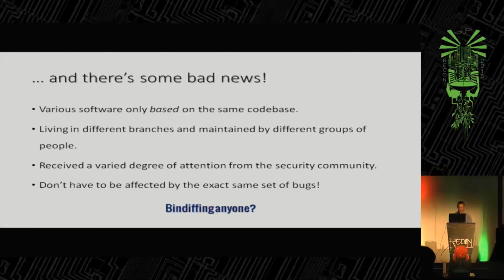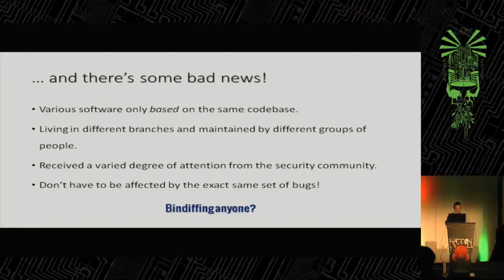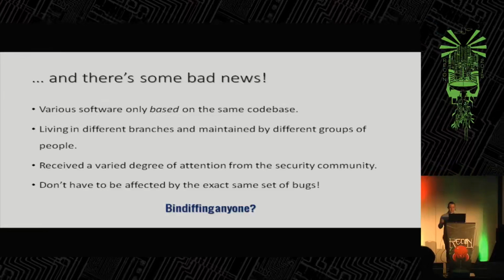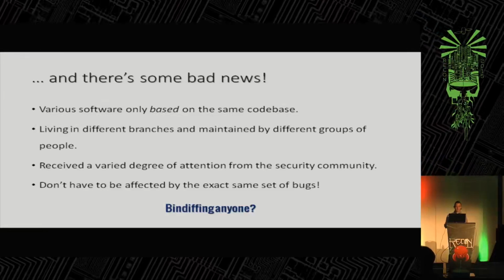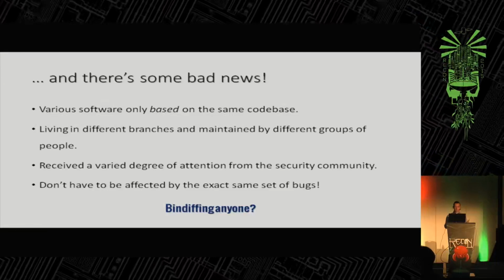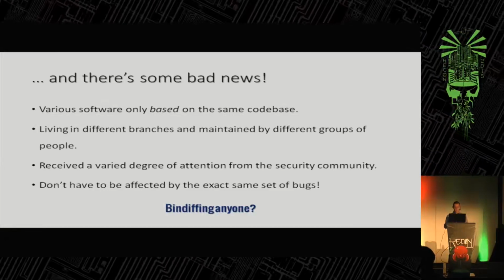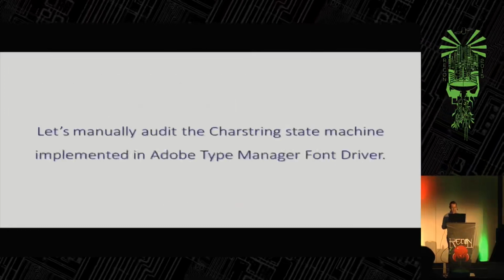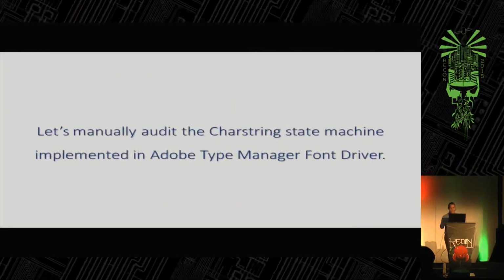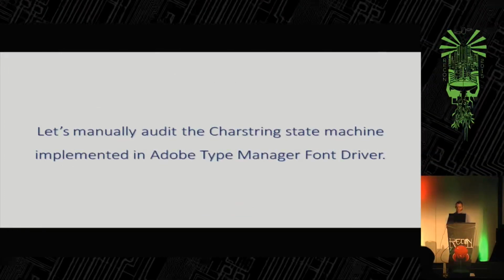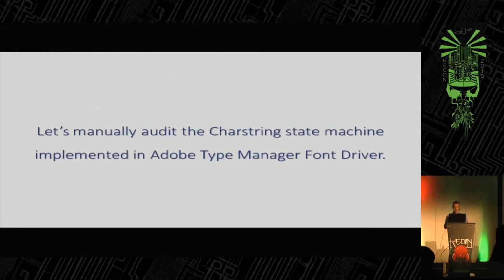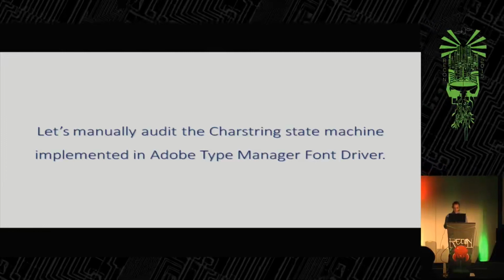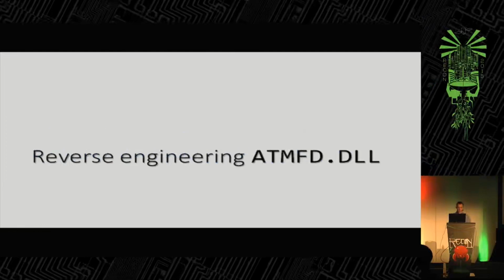bugs, right? But this is also bad news, and I think it's more bad news than good news, because you could actually take all of those different code bases and cross-diff them and check what sanity checks exist in some of them and don't in the others, and derive real 0-days from that. So it's not a very good situation. So what I decided to do is to manually audit the charstring state machine that was implemented in Adobe Type Manager and see if I could find anything there, and maybe something that would also reproduce in other software.